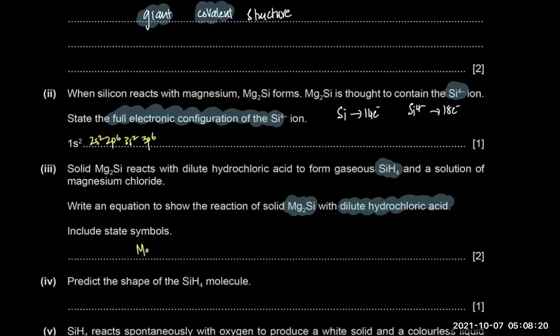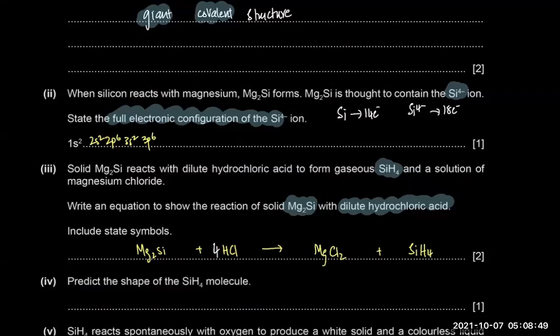What we have is Mg2Si reacts with HCl to form magnesium chloride. Mg is 2 plus, chloride is 1 minus. So that's MgCl2, okay, plus SiH4. So that's your equation. We have to balance this. To balance it, all you need is two HCls. Sorry, not two HCls. You're going to need four HCls.